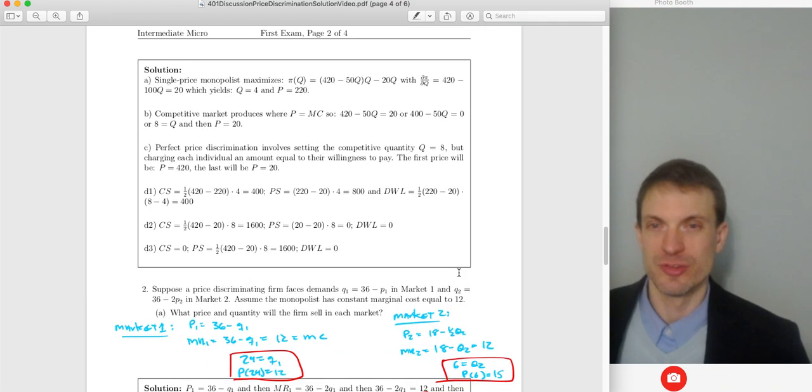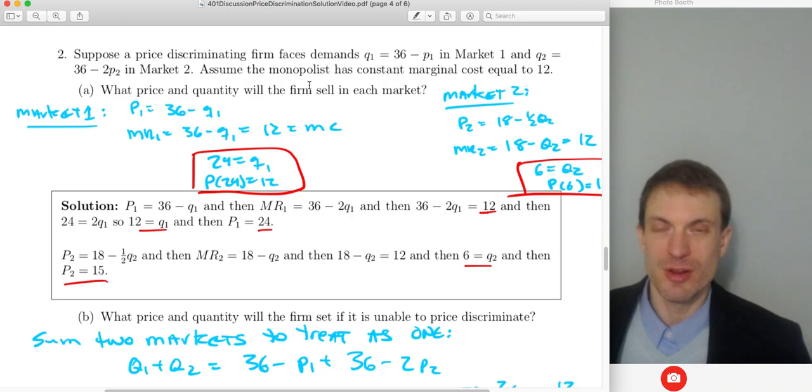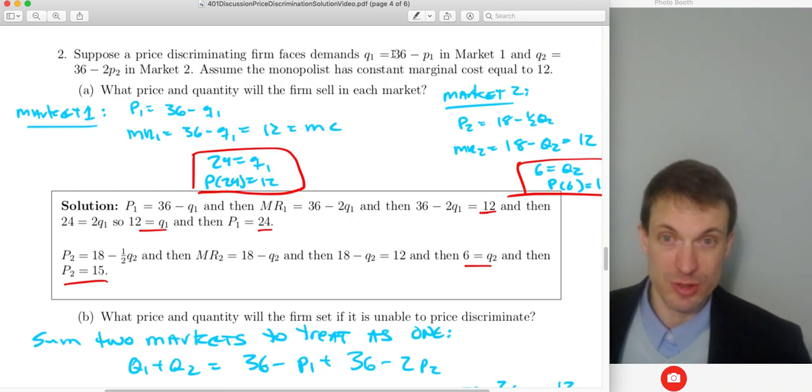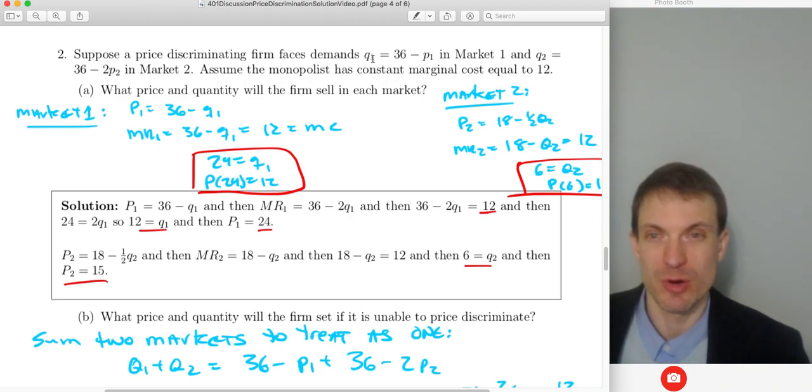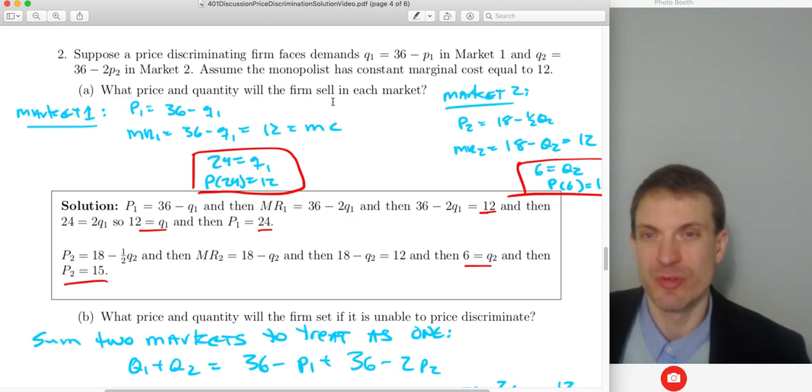All right, and that's just this right here. All right, number 2. Suppose a price discriminating firm faces market Q1 equals 36 minus P1 in market 1, and Q2 equals 36 minus 2P2 in market 2. Assume the monopolist has constant marginal cost equal to 12. What price and quantity will the firm set in each market?